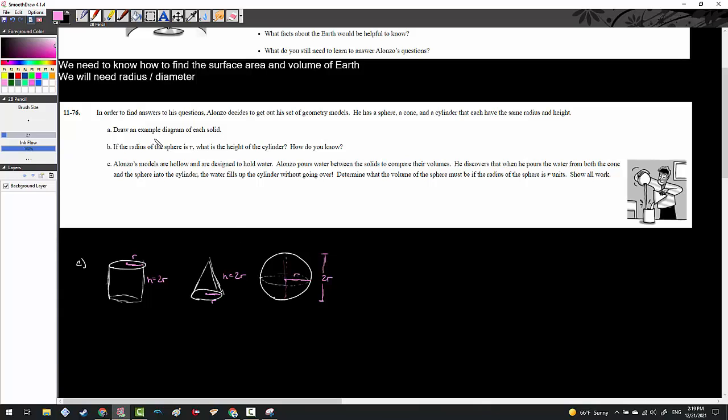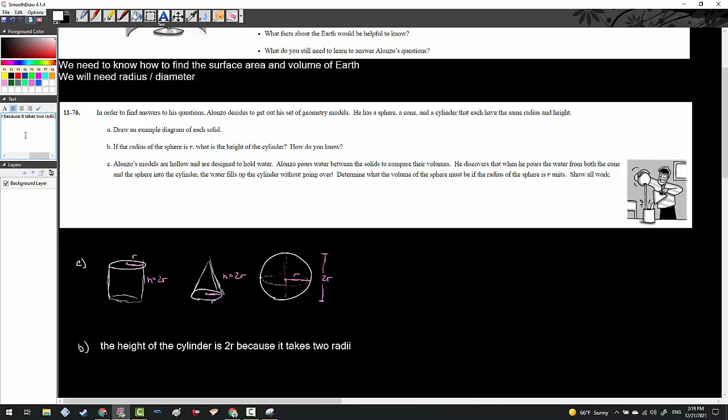And so it says if the radius of the sphere is r, then what is the height of the cylinder? How do we know? That's how we know. So we can say then that the height of the cylinder, where'd it go? Right here. Okay, cool. The height of the cylinder is 2r because it takes 2 radii to construct the height of the sphere, and all 3 have equal heights.